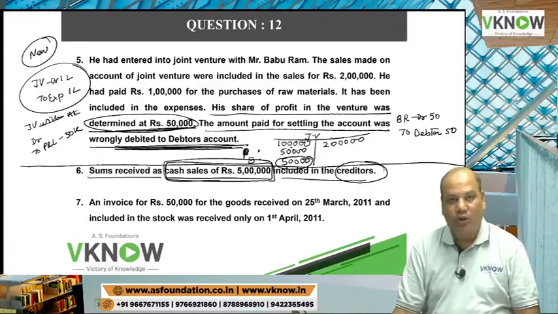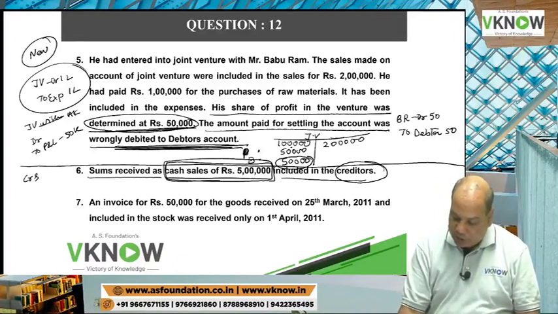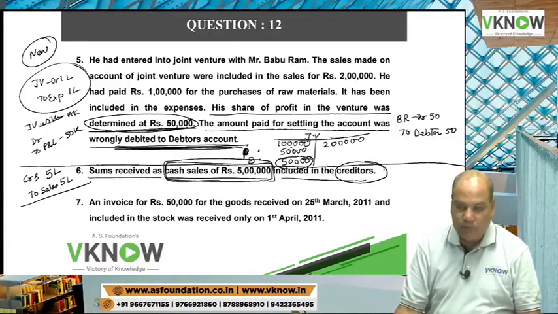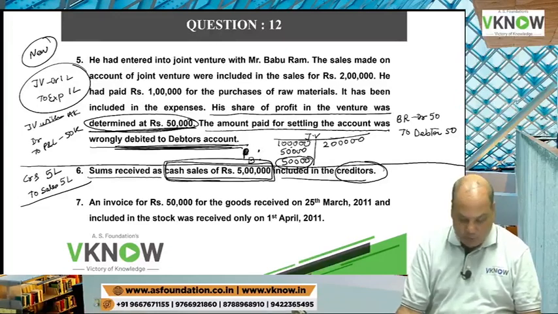He has included it in creditor cash sale. So the rectification entry will be creditor account debit 5 lakh to sales account 5 lakh.